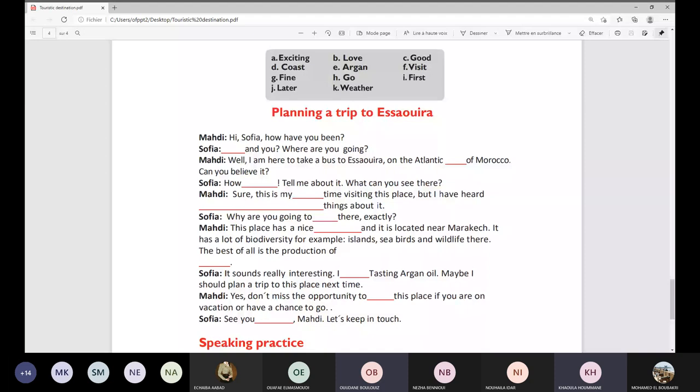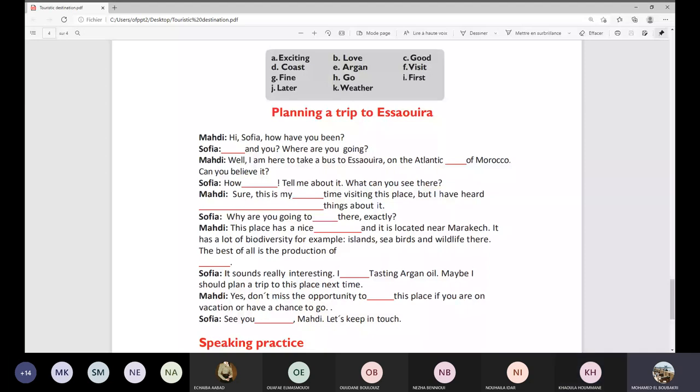Why are you going to go there exactly? This place has nice weather, and it is located near Marrakesh. It has a lot of biodiversity, for example, island, sea birds, and the wildlife there. The best of all is the production of argan. It sounds really interesting. I love tasting argan oil. Maybe I should plan a trip to this place next time. Yes, don't miss the opportunity to visit this place if you are on a vacation or have a chance to go. See you later, Mehdi. Let's keep in touch.